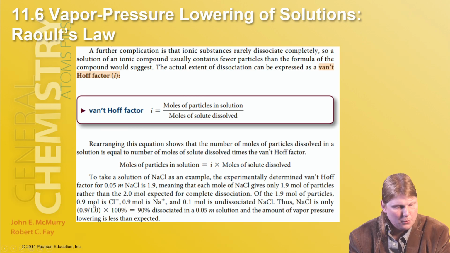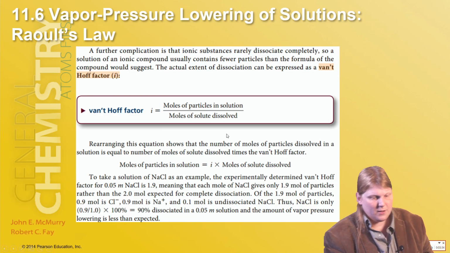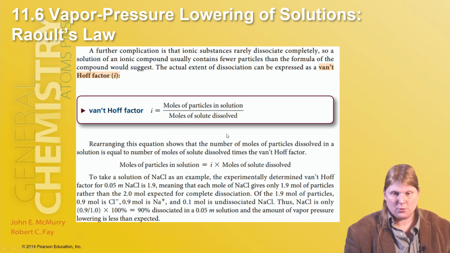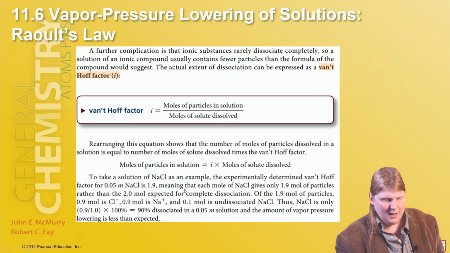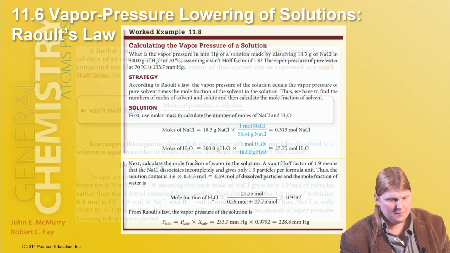1.9 particles, 0.9 sodium chloride, right? Of course, then there'll be some undissociated sodium chloride that kind of floats around. Thus, sodium chloride is only 90% dissociated, and the amount of vapor pressure lowering is less than expected. So the vapor pressure is higher than you'd expect because we don't get perfectly that many ions. But it's a good approximation, right? If we use 2 for 1.9, we really wouldn't have too much of an issue.